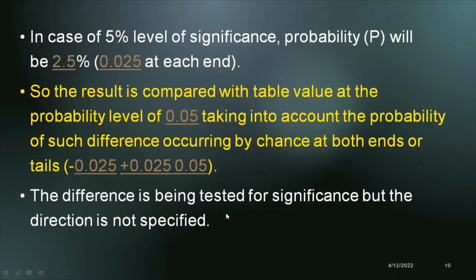But if it is mentioned whether the sample mean is lower or higher: if it is lower, then we have to take the one-tail test on the left side, and if it says whether it is higher or not, then it will be a one-tail test on the positive side.